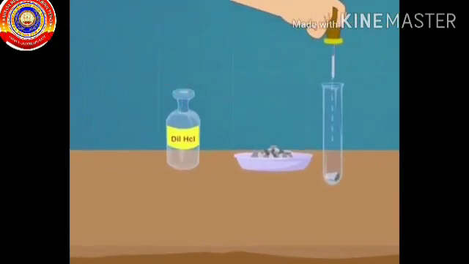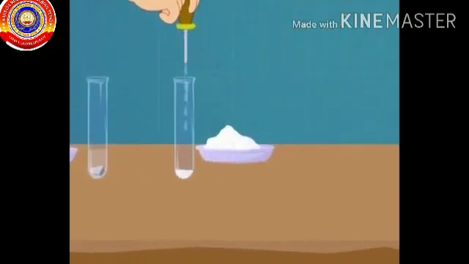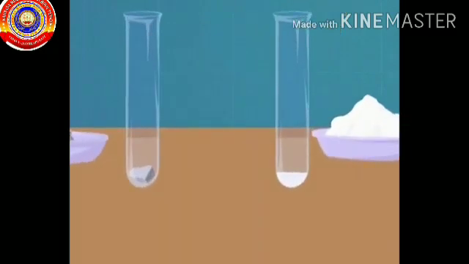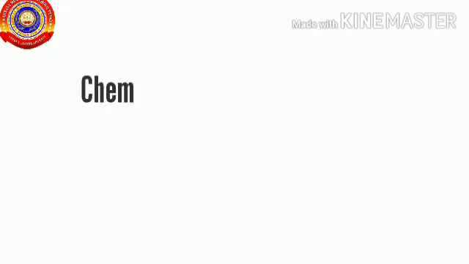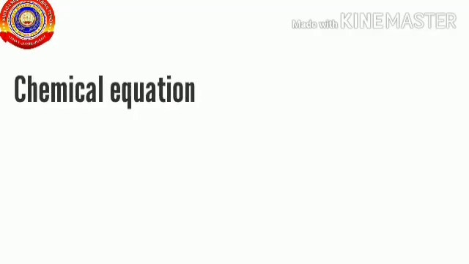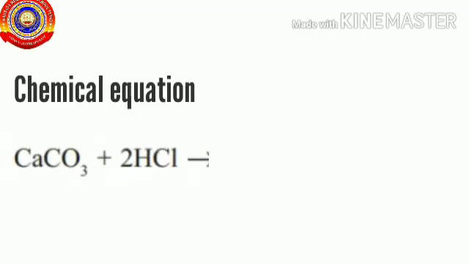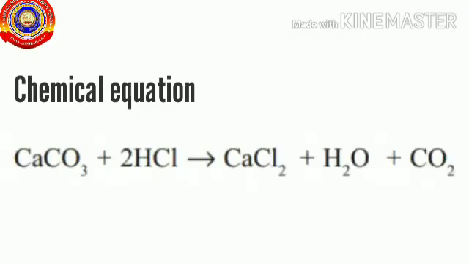Add equal quantity of dilute hydrochloric acid in both test tubes. Let's see how dilute HCl reacts with the marble piece and with marble powder. We can see that more carbon dioxide bubbles formed in the second test tube than the first one. The chemical equation for this reaction can be written as CaCO3, calcium carbonate, plus 2HCl, hydrochloric acid, gives CaCl2, calcium chloride, plus H2O, water, plus CO2, carbon dioxide.